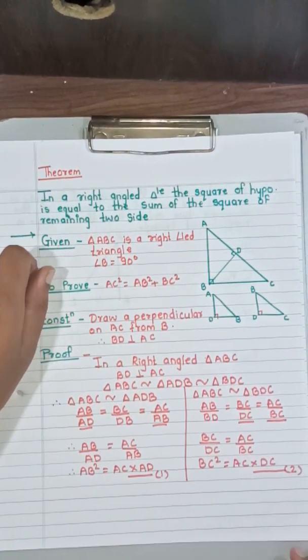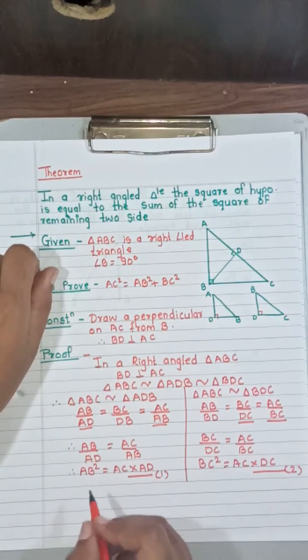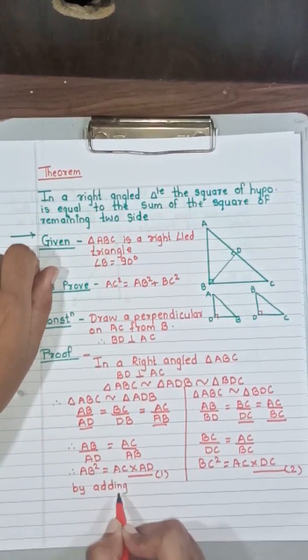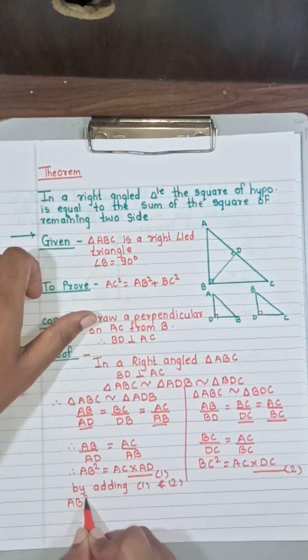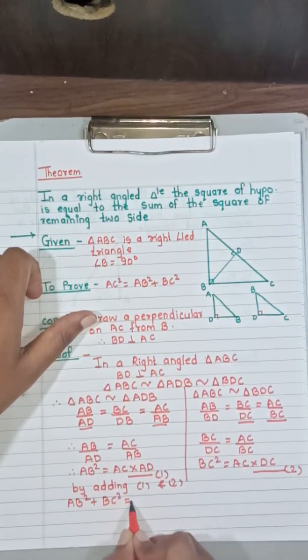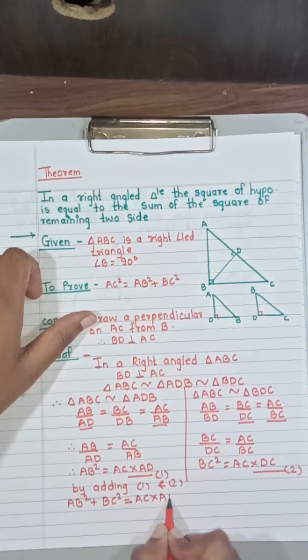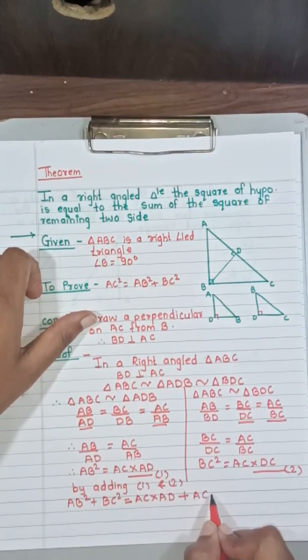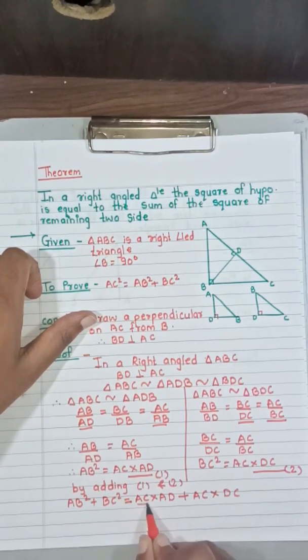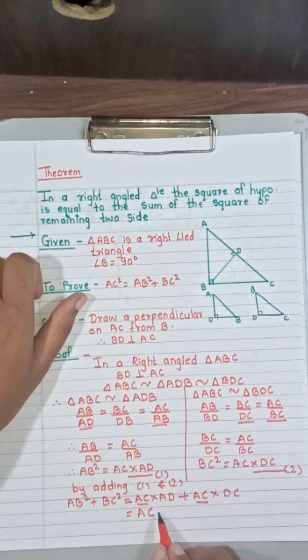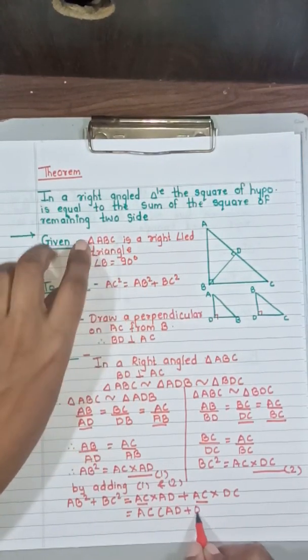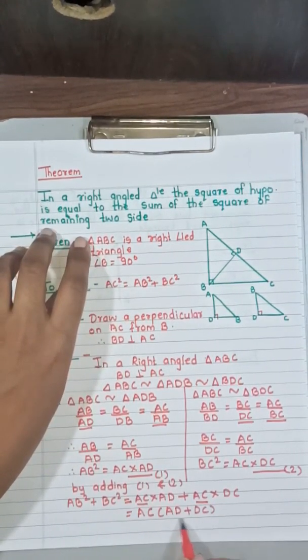Now by adding equation 1 and 2, AB square plus BC square is equal to AC into AD plus AC into DC. Now you can see AC and AC is common, therefore we'll take it out as common. AC in bracket you have to write AD plus DC. Okay, AD plus DC. And now children, what is AD plus DC?